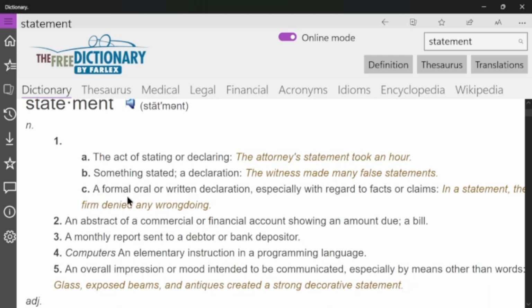You see, it's usually formal and it's oral. Oral, remember? What is oral? Oral means by mouth. So it's an oral statement. This means you say it. You don't write it. Okay, it's an oral statement. Here it could also be a written statement, a written declaration. Yes. Especially with regard to facts or claims. So things that are like true. Okay?